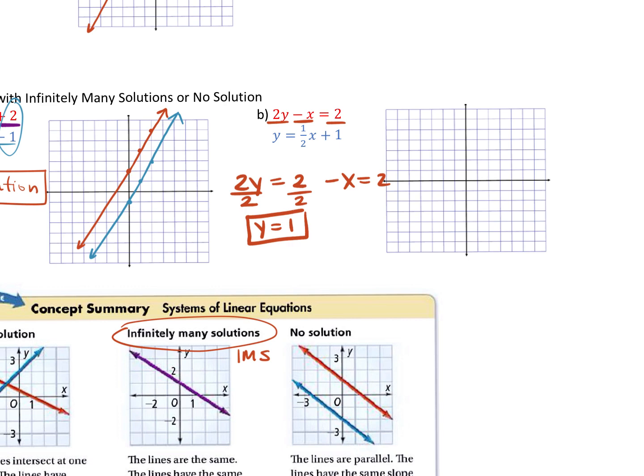What does that represent? Y equals 1. What did we find? That's up 1. It's your y-intercept, right? This is an intercept. It's where it hits an axis. So I'm going to go up 1 right here. Okay? The other equation, we're going to divide by negative 1, and we get x equals negative 2. What does that represent? X equals negative 2 is an intercept, right?